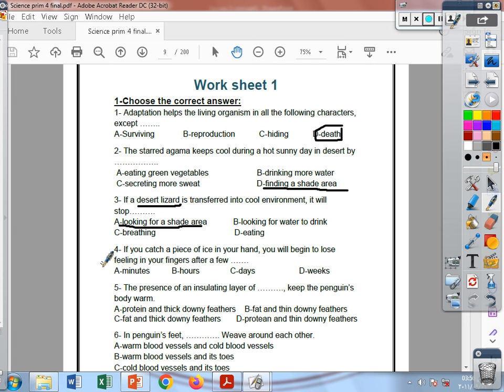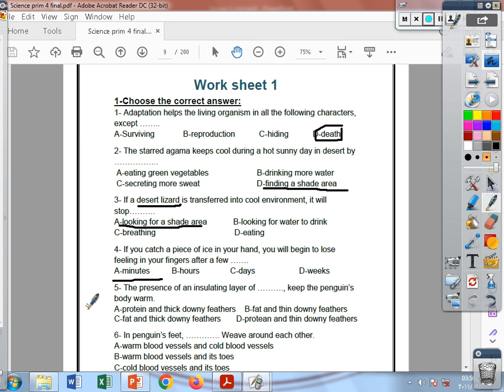Number 4, if you catch a piece of ice in your hand, you will begin to lose feeling in your fingers after a few minutes, hours, days, or weeks. Answer by yourself. Excellent. After some minutes. We cannot hold a piece of ice in our hands for many hours or many days. We cannot do that. Please answer number 5 by yourself.